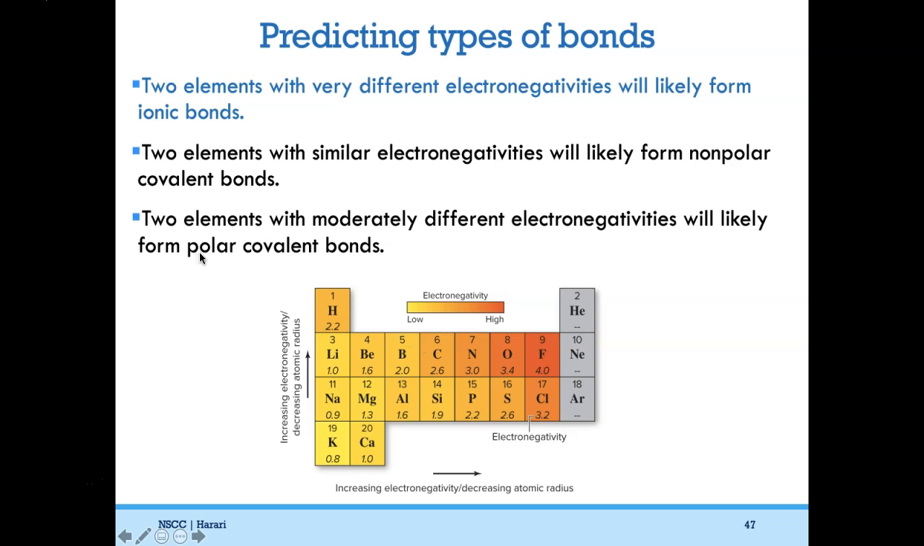Two elements with moderately different electronegativities will likely form polar covalent bonds. So that's the example of water. Oxygen is a lot more electronegative than hydrogen, so they can still share, but the oxygen will pull more tightly, more strongly, and that will make water a polar molecule, and this bond a polar covalent bond.